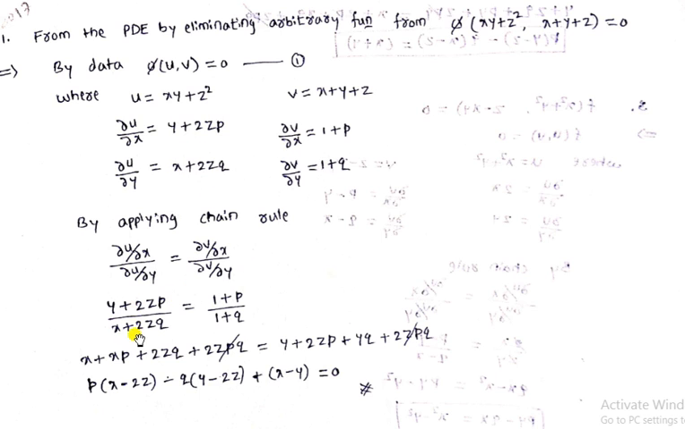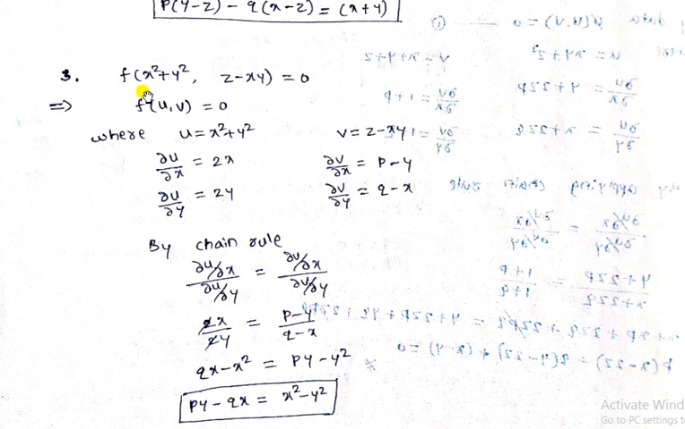So y plus 2zp over x plus 2zq equals 1 plus p divided by 1 plus q. Then cross multiply these terms, so you get this equation, and here plus 2z pq and plus 2z pq cancel out by shifting any one of the terms to either the left hand side or right hand side. Then collect the p terms and q terms, so you get the solution.